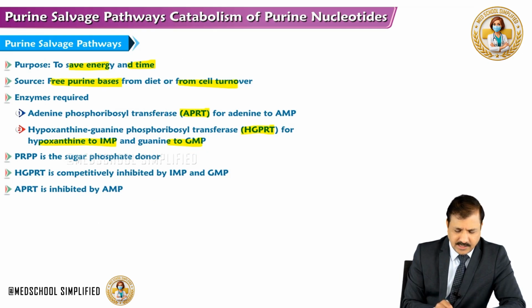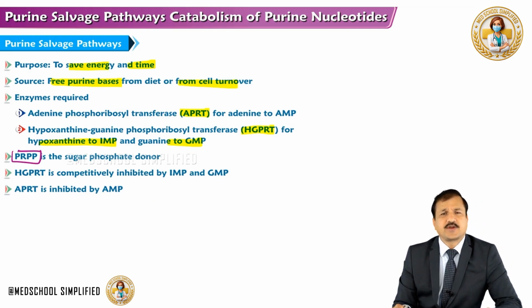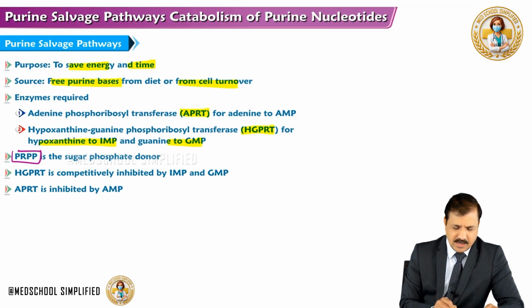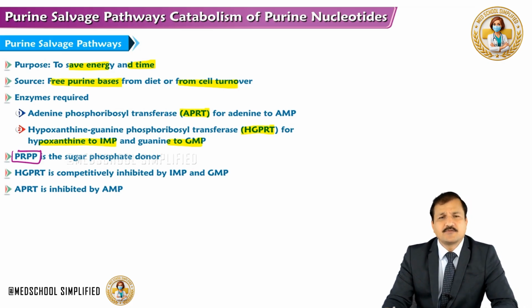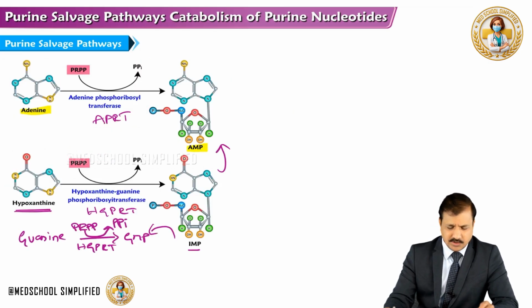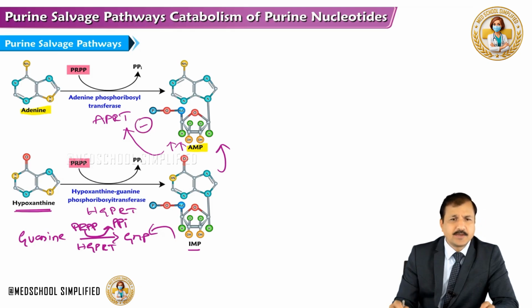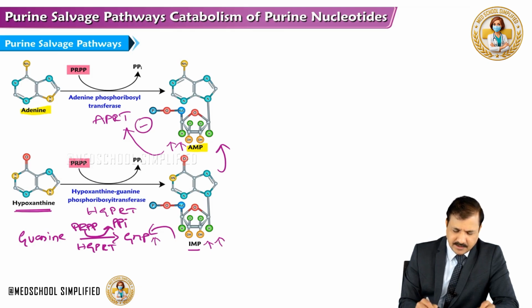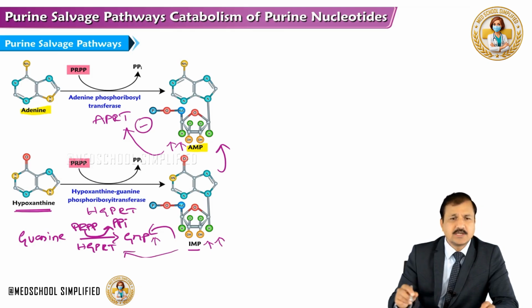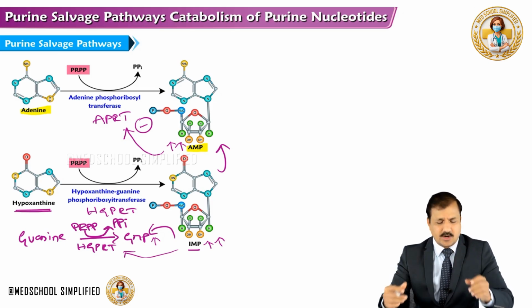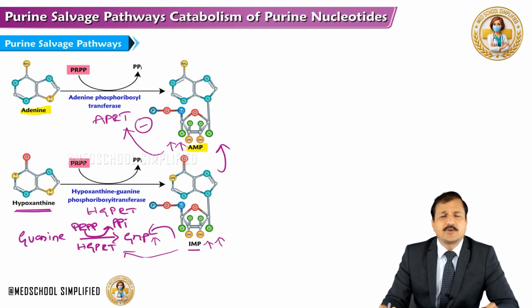And note that PRPP is the sugar phosphate donor in this reaction, and the APRT and HGPRT enzymes will be inhibited if there is a higher concentration of these molecules. Let me show that here in this figure. Whenever there is an increase in the concentration of AMP, this AMP will have a negative effect on APRT. Similarly, whenever there is an increase in IMP or GMP, that will have a negative effect on HGPRT. That's the negative modulation that goes on over the purine salvage enzymes.